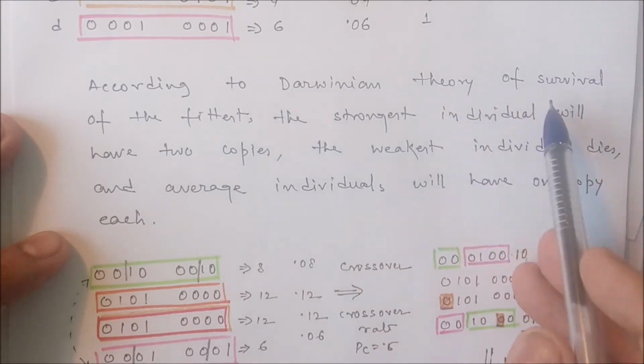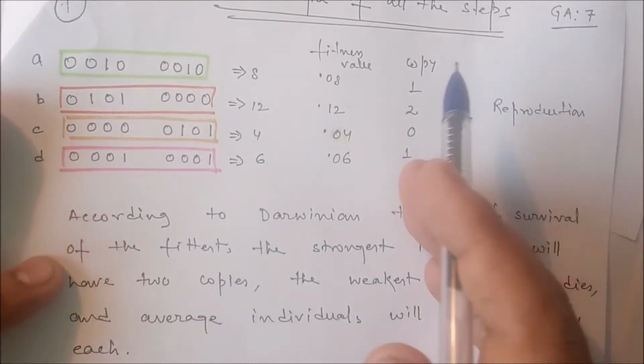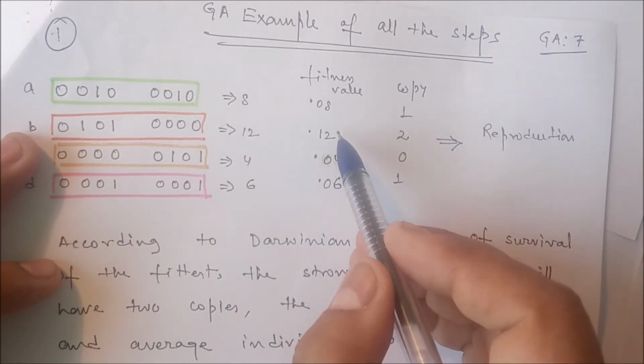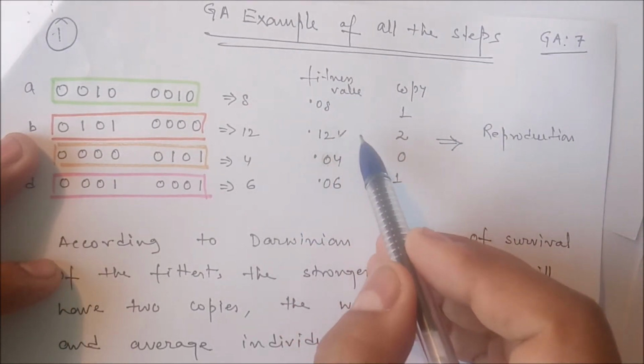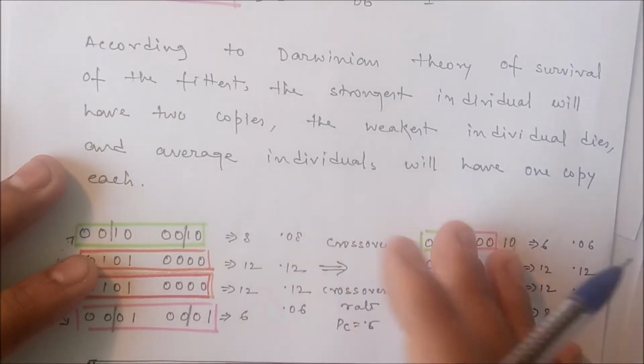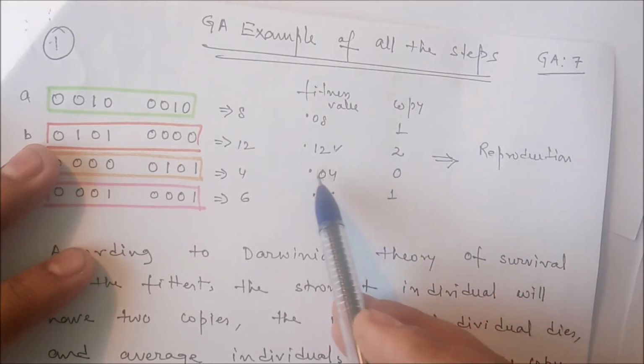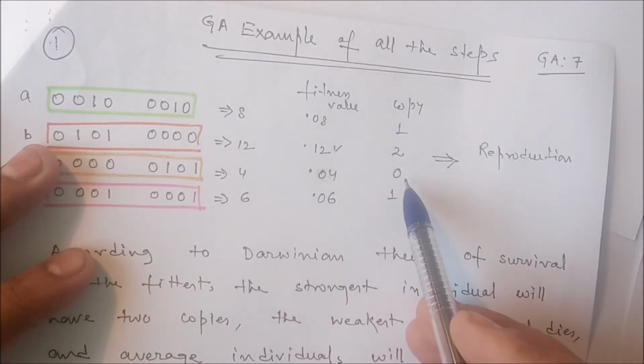So according to Darwin's theory of survival of the fittest, the strongest individual will have two copies. Which one is the strongest individual? Here this will be the strongest individual. That's why we need two copies of this particular chromosome B. And the weakest individual dies. Here the weakest individual, which was 0.04, is the weakest individual.